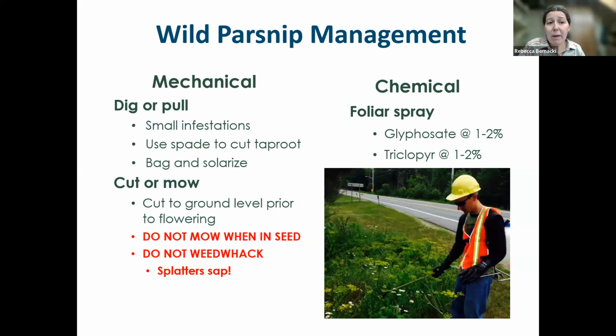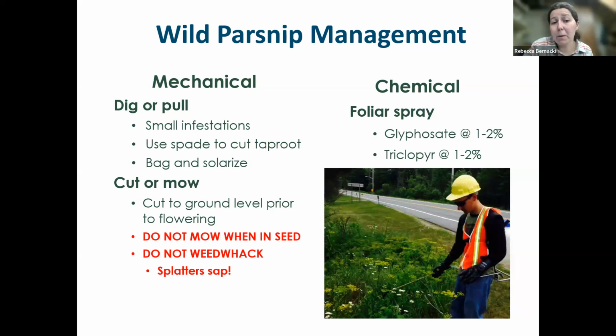When we do mechanically manage wild parsnip, we want to be sure we're wearing proper PPE. So we do want to have gloves and eye protection on to protect ourselves. You don't need to get the entire root out for wild parsnip. You just need to cut the taproot. So you're going to put your spade or shovel into the ground and just make sure you cut that taproot. Then you want to take that plant material, put it in your contractor bag, and leave it in the sun for a few weeks until it gets soupy or crunchy, and then you can dispose of it at the local landfill.